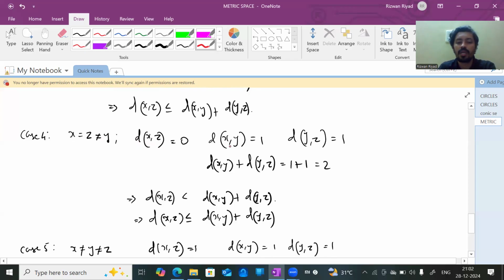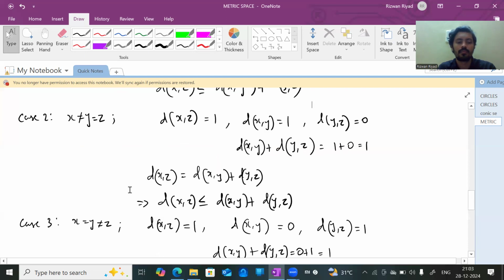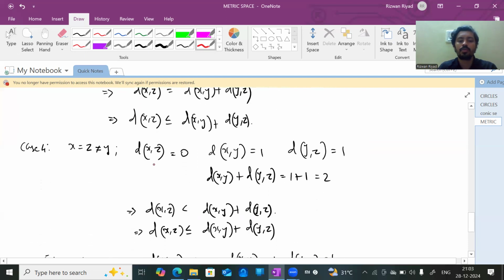Next, what is d of xy? See, x and y are different because y is different from both x and z. So d of xy will be equal to 1. Similarly, d of yz is also equal to 1 because y and z are also different. So d of xz equal to 0, d of xy equal to 1 and d of yz equal to 1.